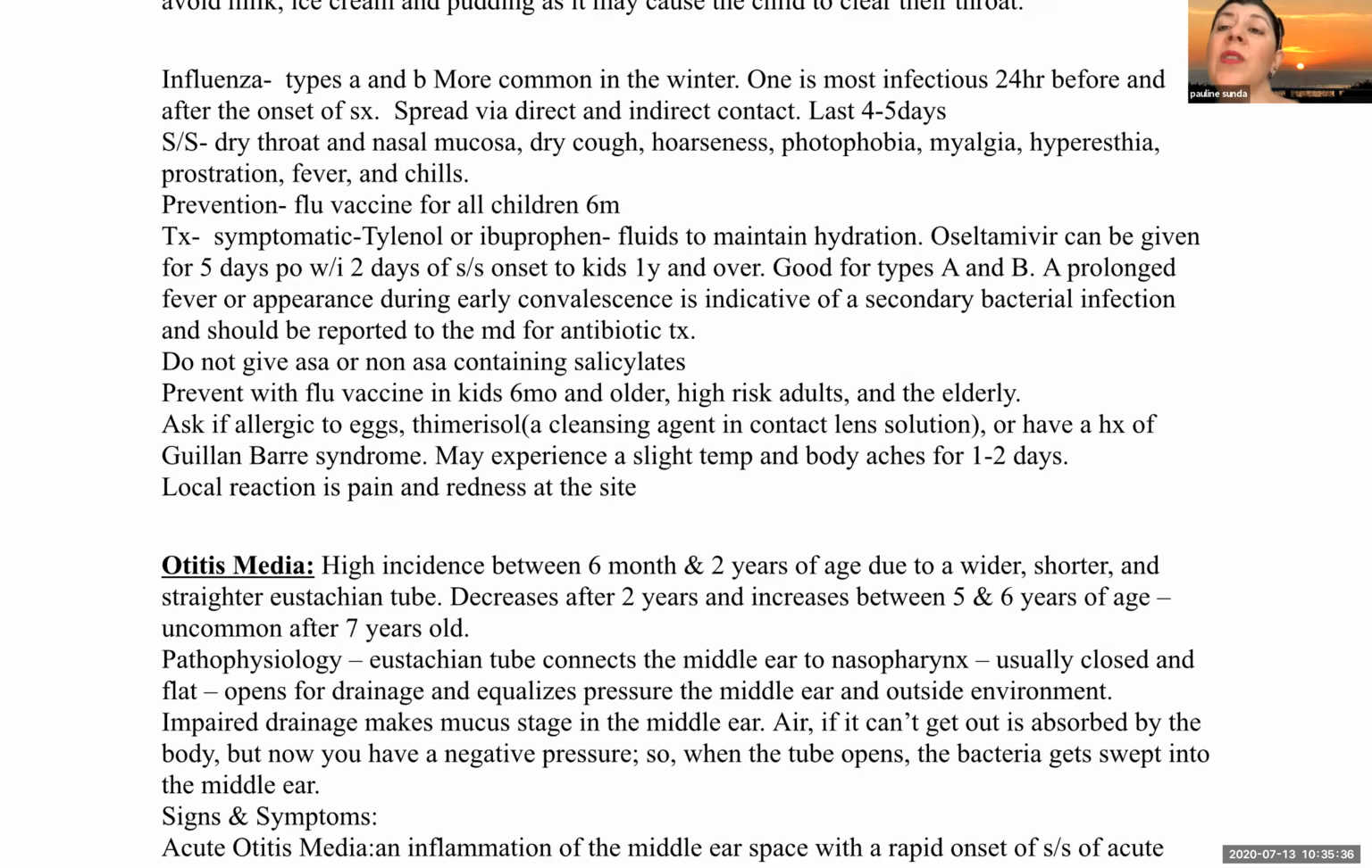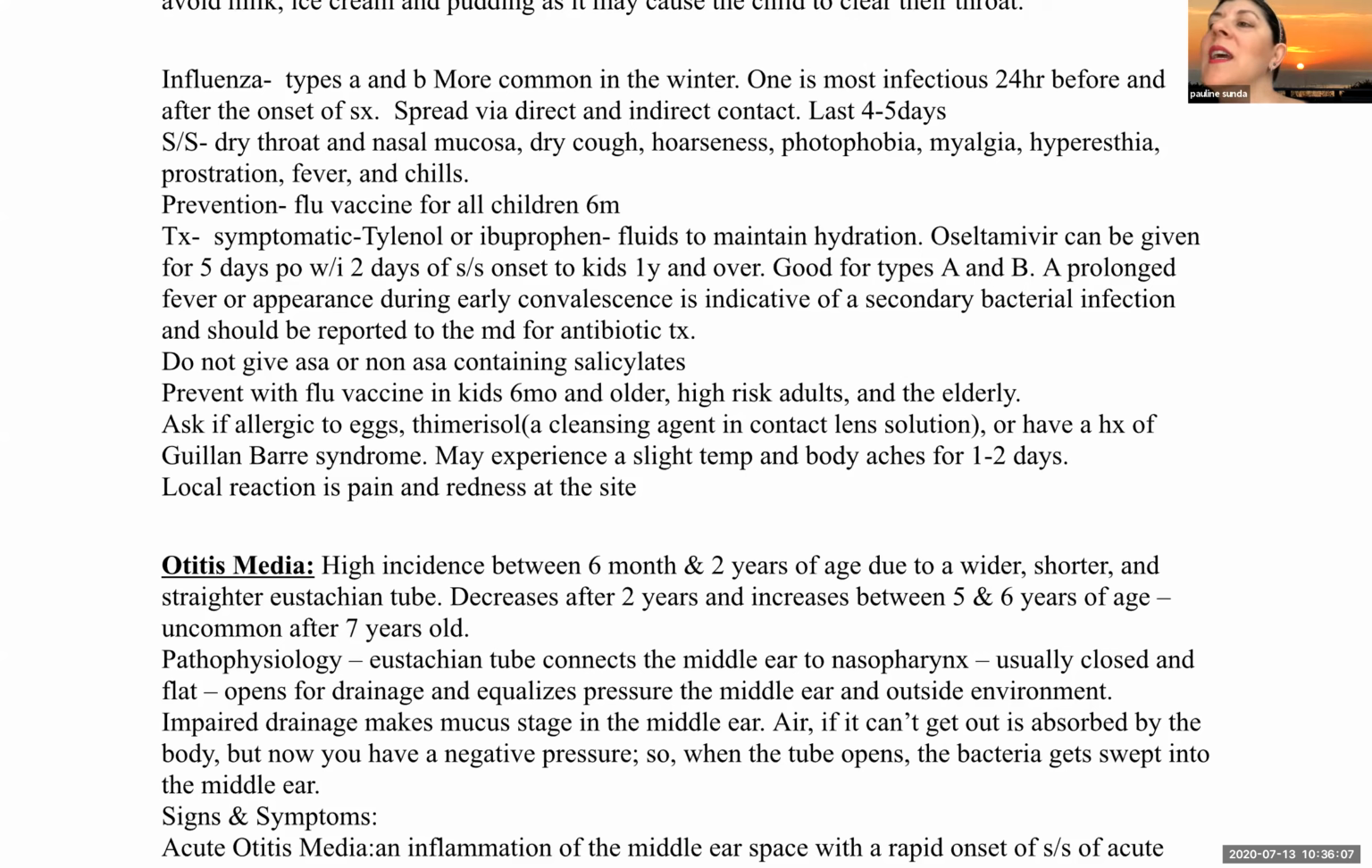We can prevent this with the flu vaccine. And really, we say at 6 months of age, children should be getting the flu vaccine. In general, we treat them symptomatically with ibuprofen or acetaminophen. We want to give them plenty of fluids to maintain hydration. Oseltamivir can be given for 5 days orally within 2 days of the onset in children a year and over. This is good for types A and B.